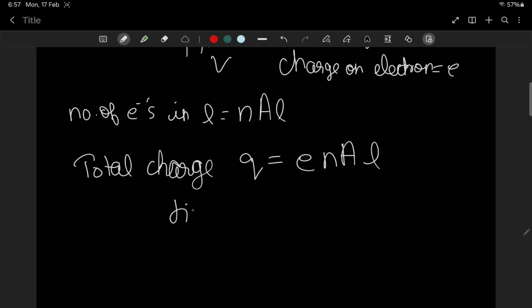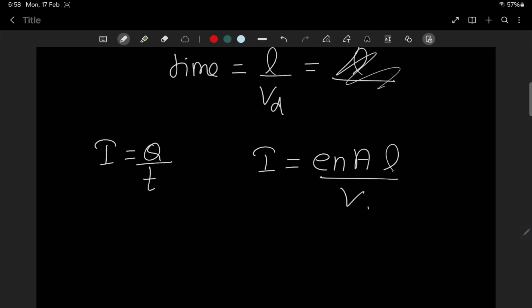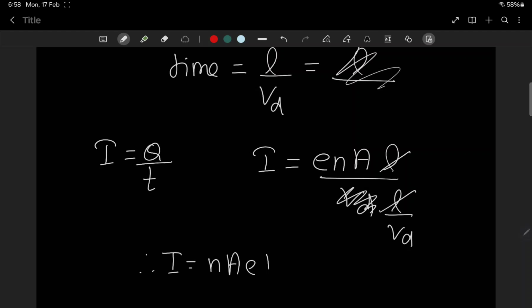Now we can write time is equal to distance by velocity, that's equal to L by Vd. Now you know that I is equal to Q by t. So I can be written as e n A L divided by L by Vd. L and L cancel. Therefore I is equal to n A e Vd.